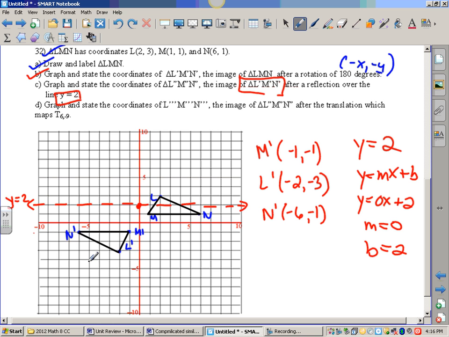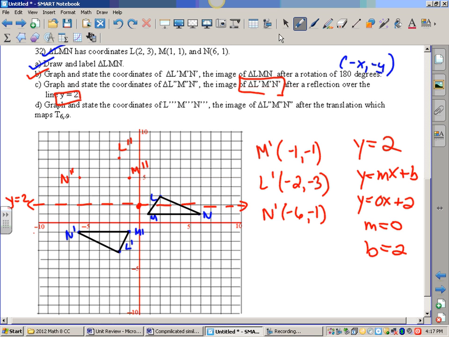Now, how do I reflect the primes over this line? Remember that it says to go to the primes. You put your pen on the prime, literally. Count to the line. So 1, 2, 3, 1, 2, 3. M double prime. Put your pen on L. 1, 2, 3, 4, 5. 1, 2, 3, 4, 5. There's L double prime. And then N, 1, 2, 3, 1, 2, 3.